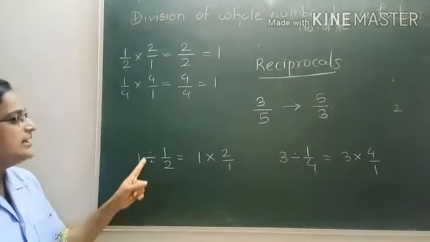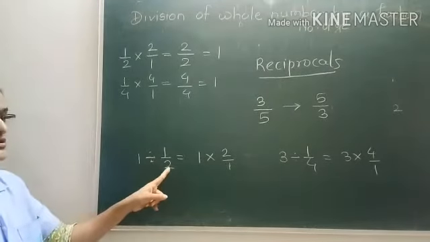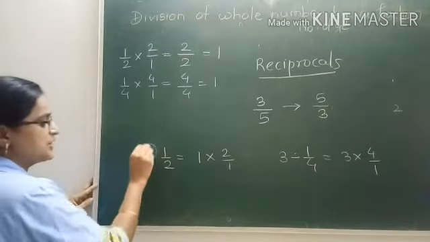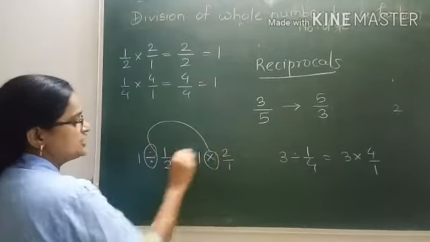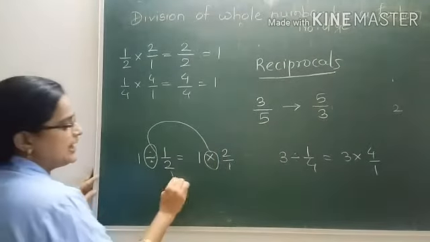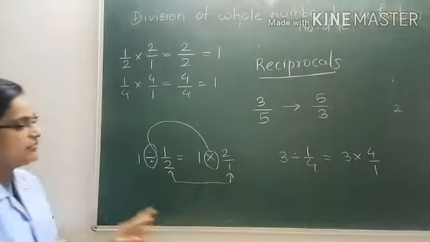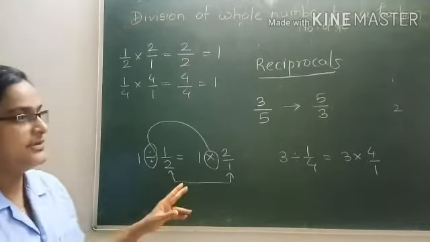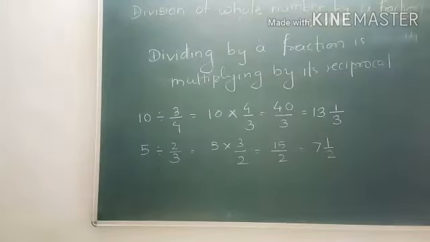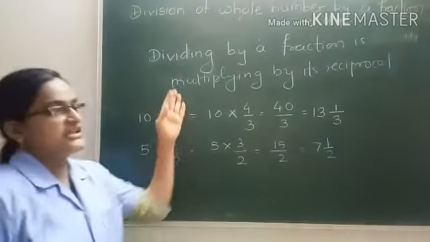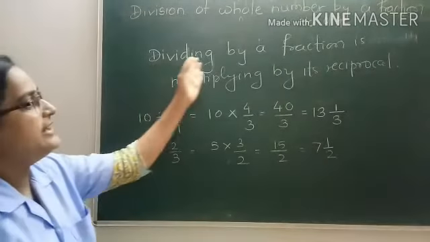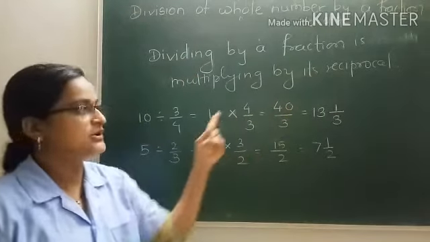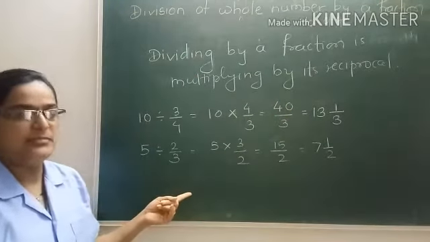So may I say dividing by a fraction is multiplying by its reciprocal. See, instead of the division sign now it is changed to multiplication, and instead of this fraction now I have got its reciprocal. Do you understand? Remember this concept. So what I will say in short, dividing by a fraction is multiplying by its reciprocal. Let us see how to solve these examples then.